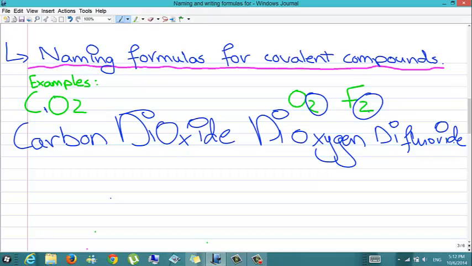If you have here a 3, it will be trifluoride. If you have a 4, it will be tetra. If you have a 5, it will be penta, and so on.